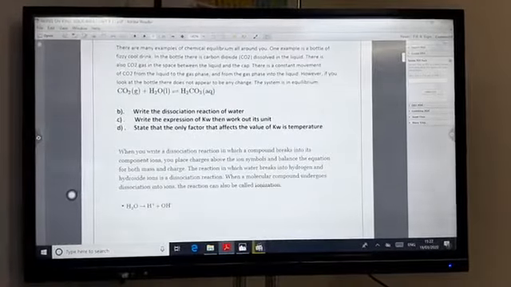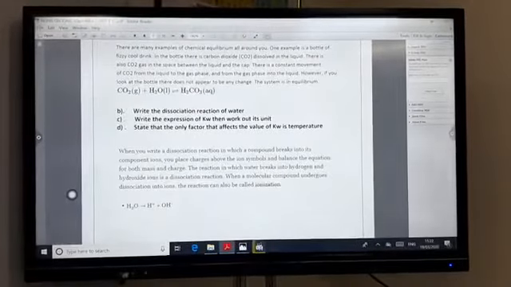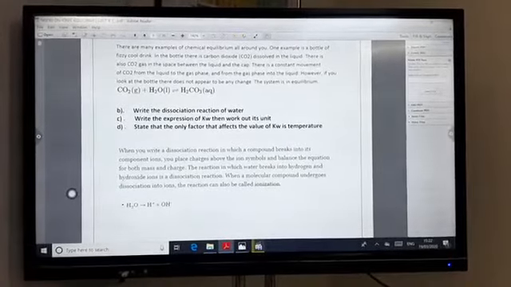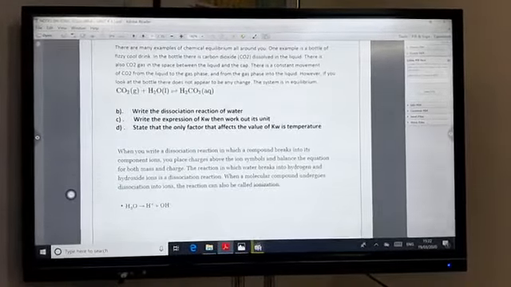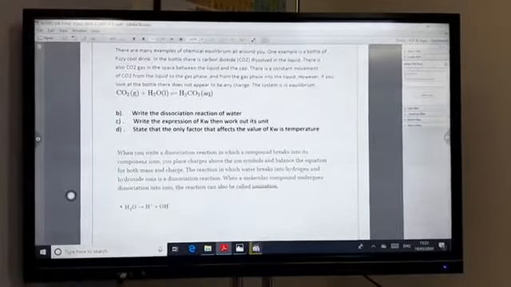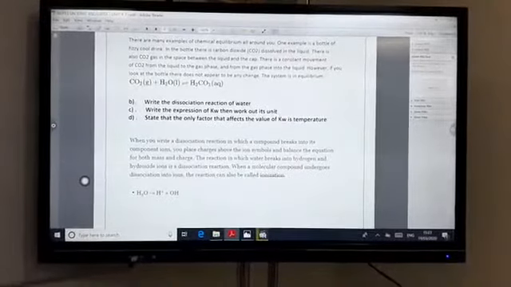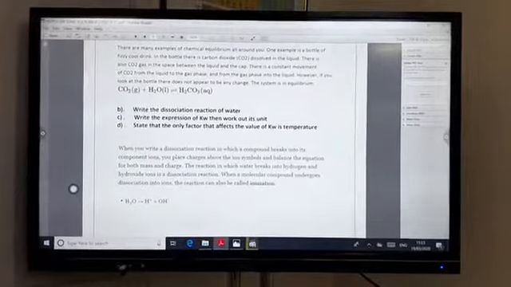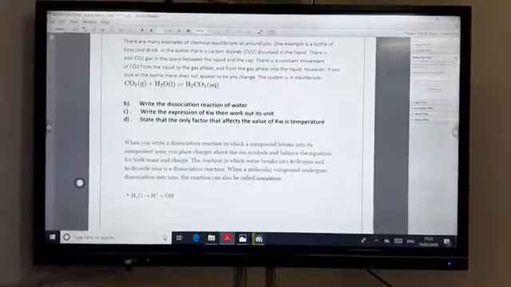Now the next B, C and D, we have three objectives. The first one is to write the dissociation reaction of water. Then write the expression of Kw. Kw actually we call K for constant and W for water. Then work out its unit. State that the only factor that affects the value of Kw is temperature.